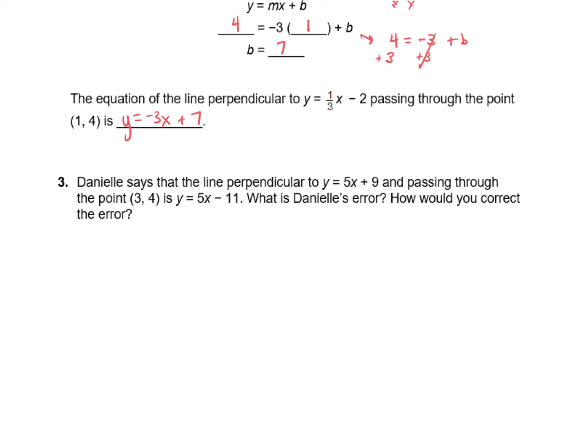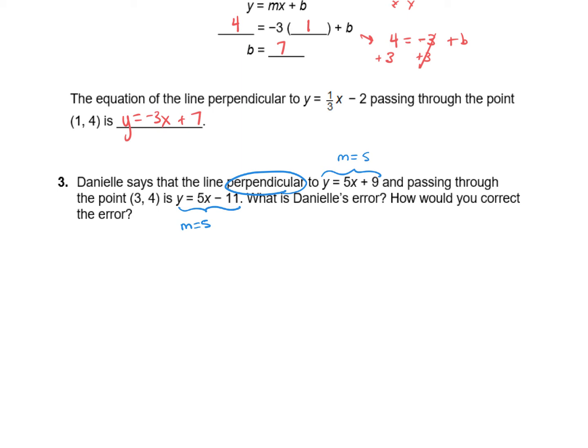All right, Danielle says that the line perpendicular to y = 5x + 9 and passing through the point (3, 4) is y = 5x - 11. What is Danielle's error? How would you correct the error? So first thing I want to look at is the slope. The slope of the line they gave us is 5, and Danielle's slope of the line she wrote is 5. So what kind of lines have the same slopes? That would be parallel, but they wanted us to work with perpendicular. So these are not perpendicular slopes.